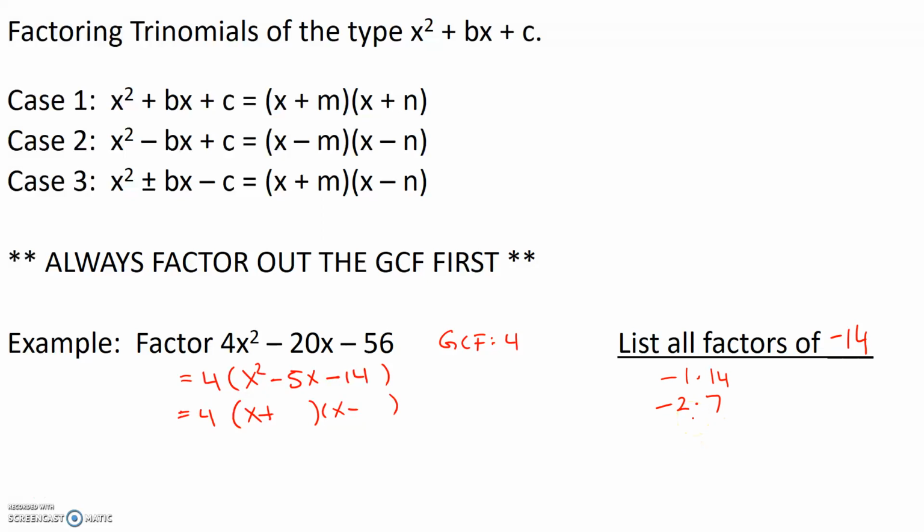Now we need these two numbers to add up to be -5. So -2 and 7 kind of works because 7 minus 2 is 5, but we want the 5 to be a negative. So when this happens, all we need to do is reverse the signs. The 2 is positive and the 7 is negative. Because 2 times -7 is still -14, but 2 plus -7 is -5, which is why we want the 2 to be positive and the 7 to be negative.